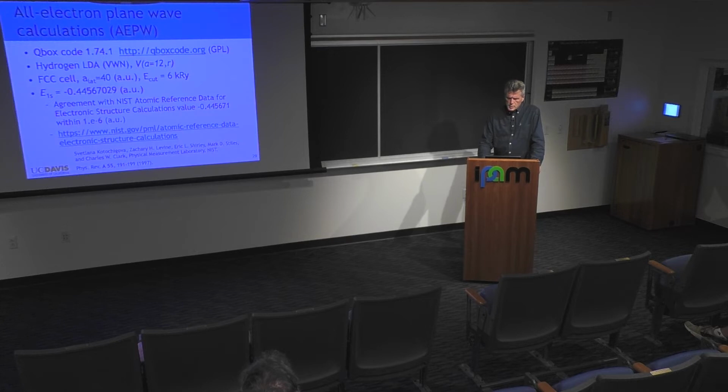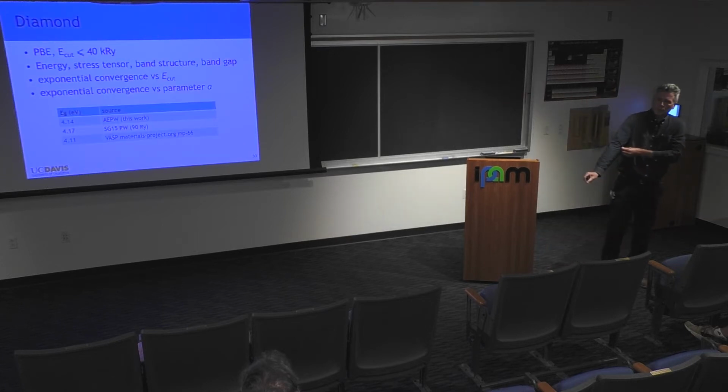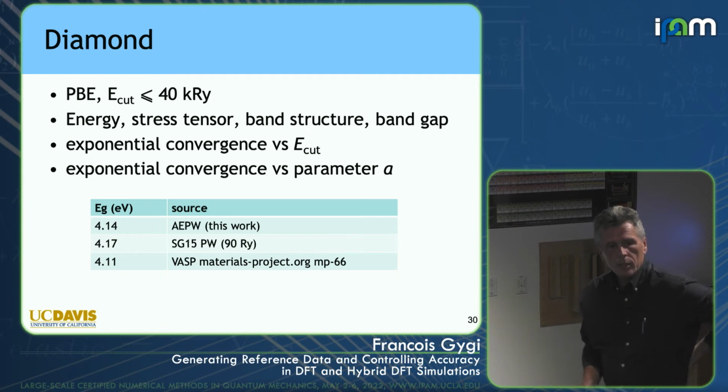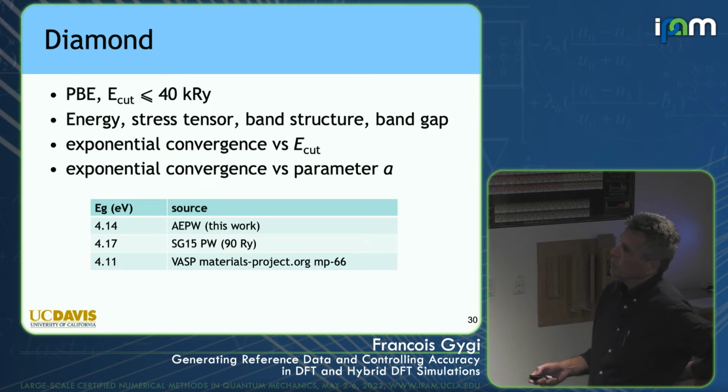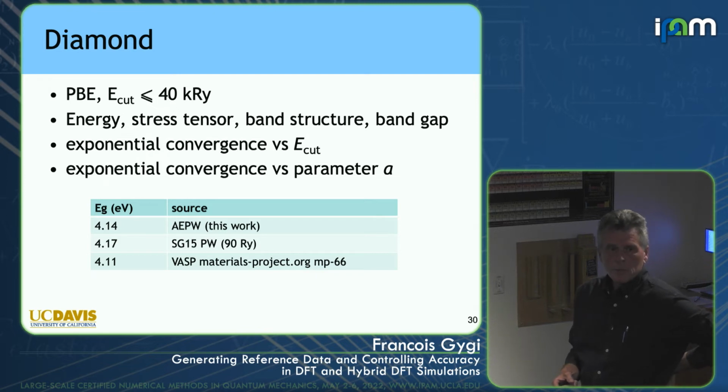All right, so what happens for a little bit more interesting system than hydrogen? Well, just a diamond crystal here, nothing complicated. In this case, if you want to push this convergence, changing its parameter A and increasing your cutoff until things don't move, you get to 40,000 Rydbergs. That works. It's not for the faint of heart, right?